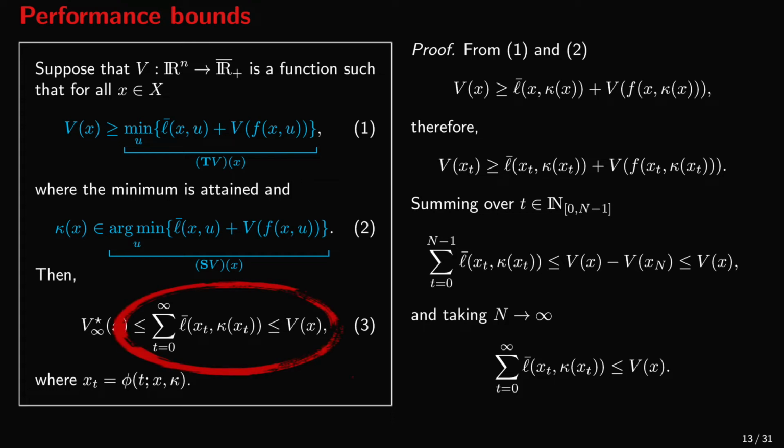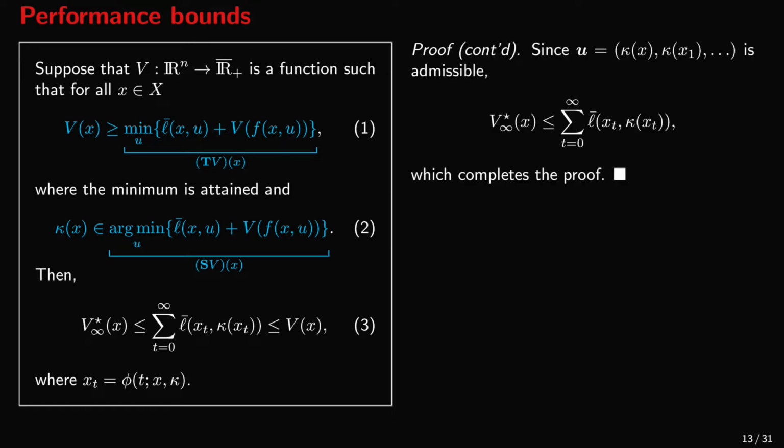So we have proven this part of the inequality. By definition, v infinity star is the minimum of the infinite horizon cost function. The sequence of control actions u boldface, which is equal to kappa of x1, and so on, is admissible. Therefore, v infinity star cannot be larger than the infinite sum of stage costs with that control law kappa. And this completes the proof.